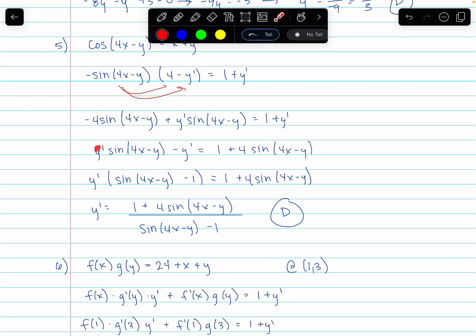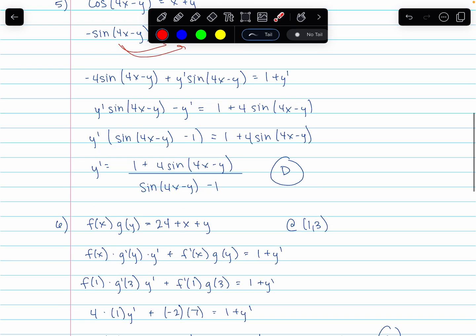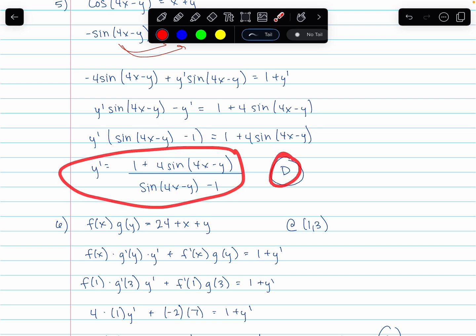And now these terms right here have y prime in it, so I can factor those out. So I get y prime, and then I'm going to be left with this -1. If I take out a y prime from here, that's just going to give me -1. And then I can divide by this expression right here. So divide the other side, and then if you look at your options, it should be D again.